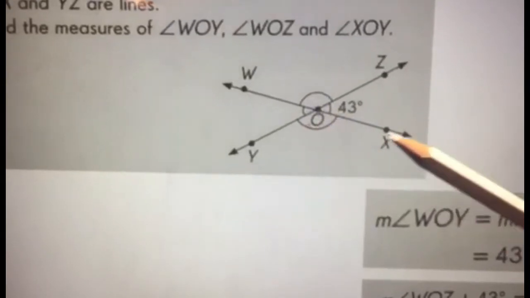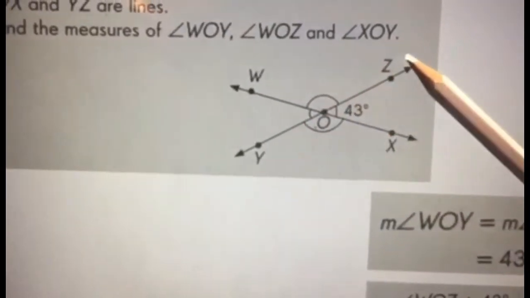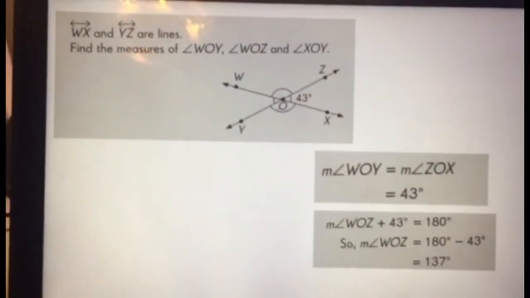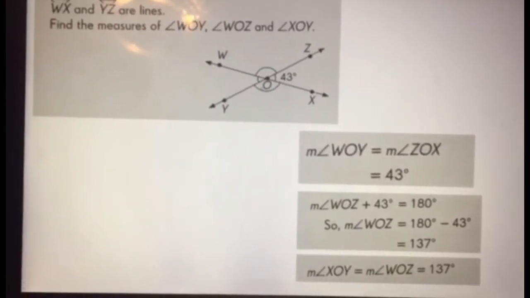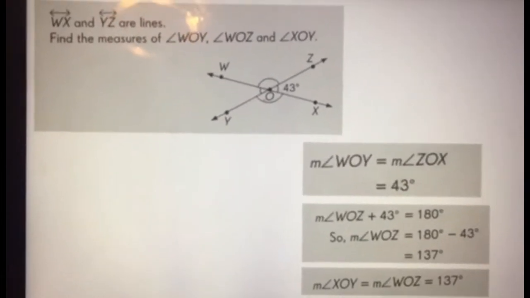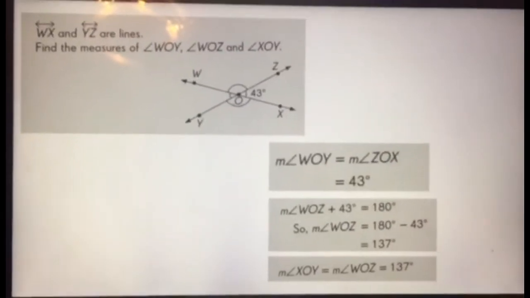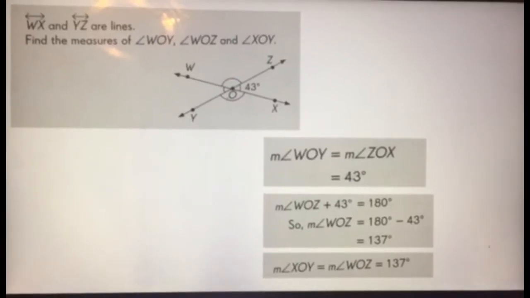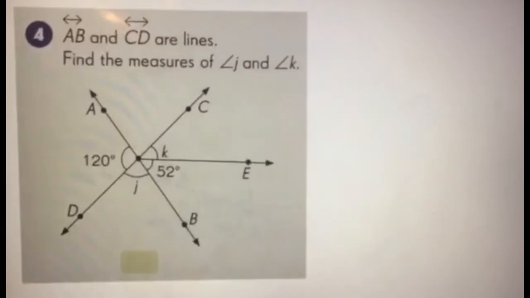Since we know angle XOY and angle WOZ are vertical angles, we know that angle XOY is the same as angle WOZ, 137 degrees. So this one is not too tricky, and you can easily figure out the answer. Let's look at another one.